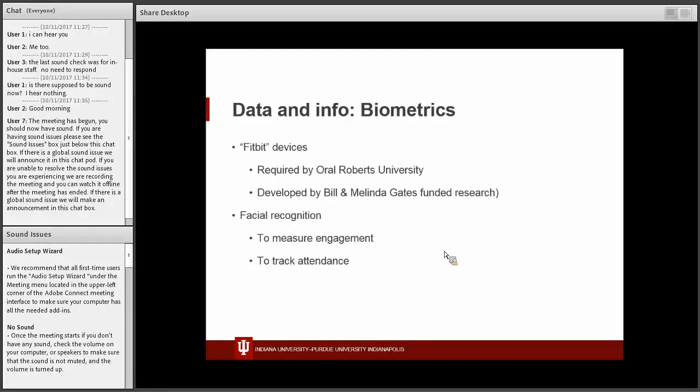And then there's something that I find to be very disconcerting, which is biometrics. So some institutions are looking to use Fitbit devices to better analyze the signals given off by the body, right? Like get their heart rate, their sleep patterns, how many calories they burn. And at Oral Roberts University, this is actually required.